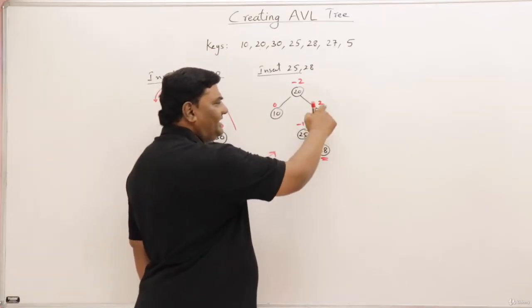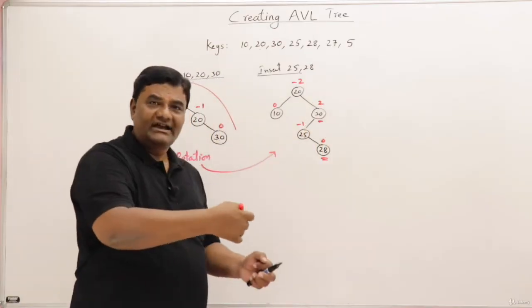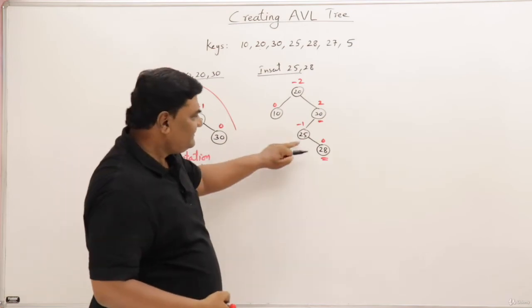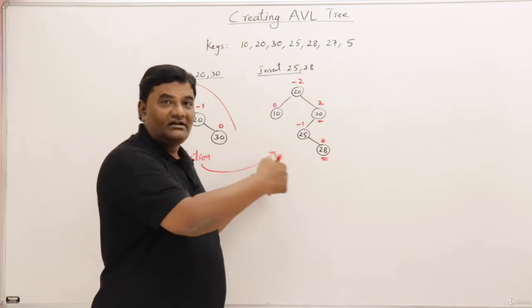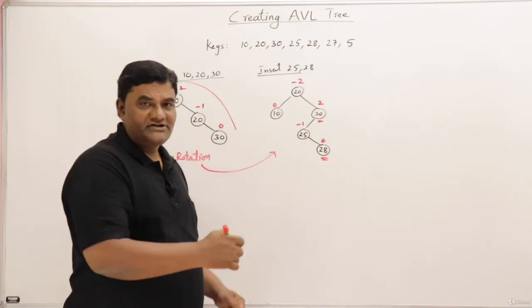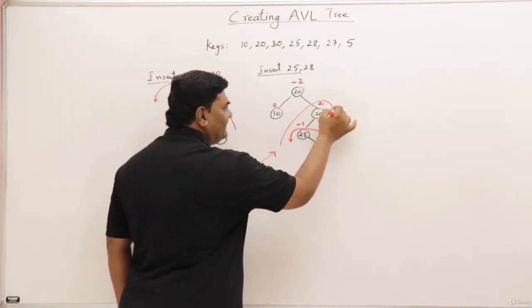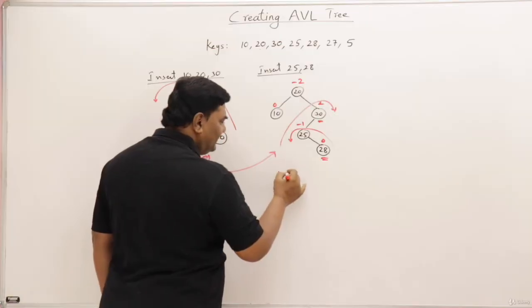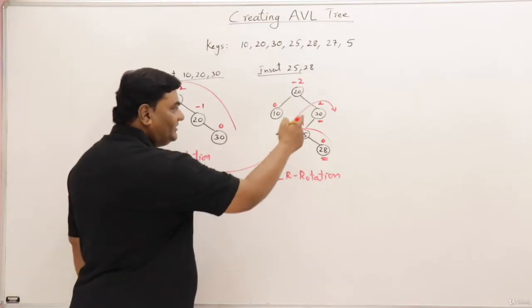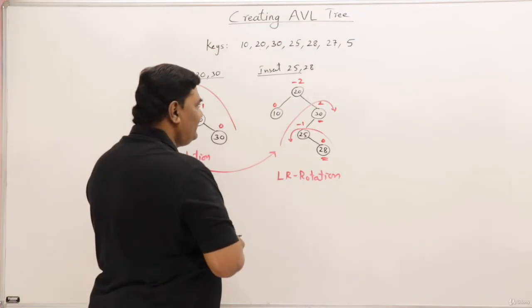The other way, what is the balance factor? 2. 2 means it is heavy on the left hand side. Then this is -1, so it is heavy on the right hand side. So LR rotation we have to perform. LR rotation upon this one like this and then this one. So this is LR rotation upon this node. Then what will be the resultant tree?